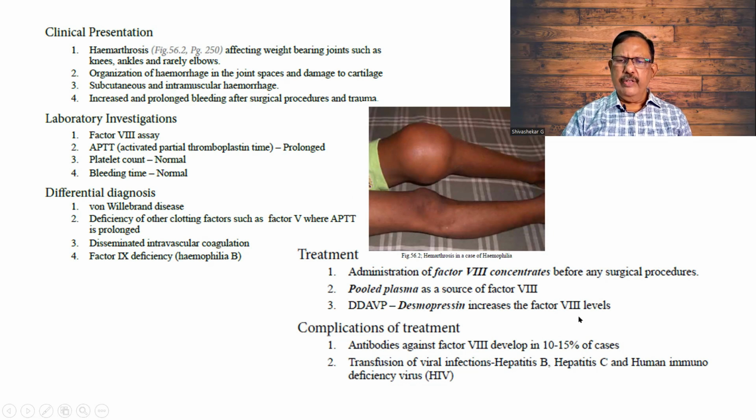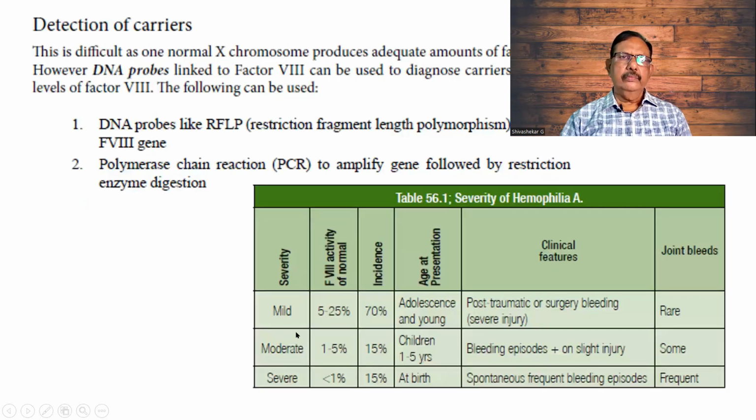Desmopressin increases the levels of factor VIII. Complications can be there can be antibodies to factor VIII causing destruction, and sometimes too much of transfusion can lead to diseases such as AIDS. Detection of carriers, you'll have to do a test like DNA probe, RFLP, restriction fragment length polymorphism, or PCR, polymerase chain reaction. And these are the different types of mild, moderate, and severe hemophilia A.